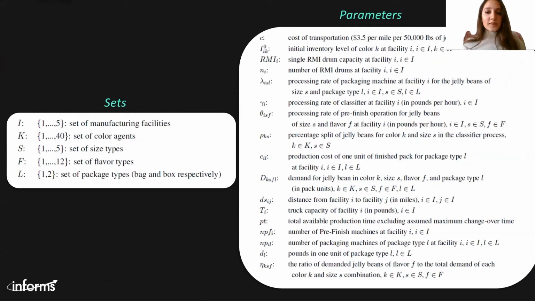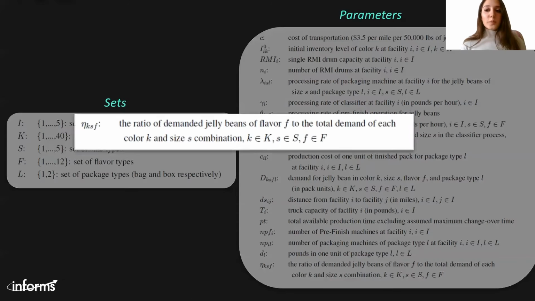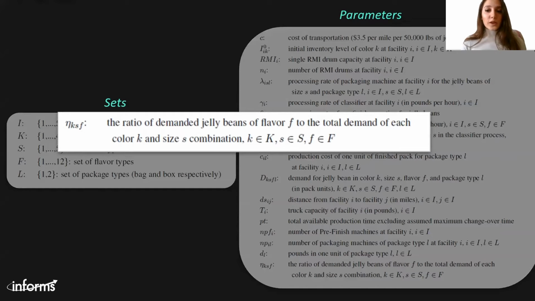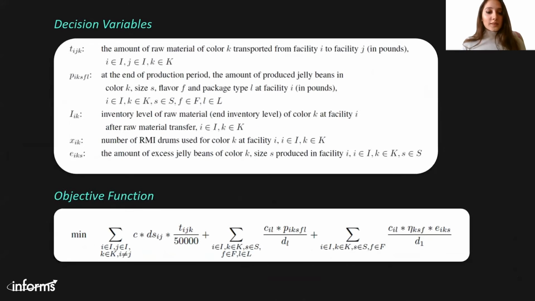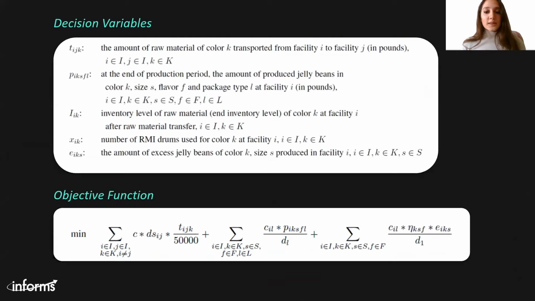Here you can see the sets which represent the facilities, colors, sizes, and so on. The parameters here are the ones that are already given in the problem statement. Only the lowest one, eta, is calculated to assign the flavors to the excess raw materials. It is the ratio of demanded jelly beans of each flavor over the total demand of each color size combination.